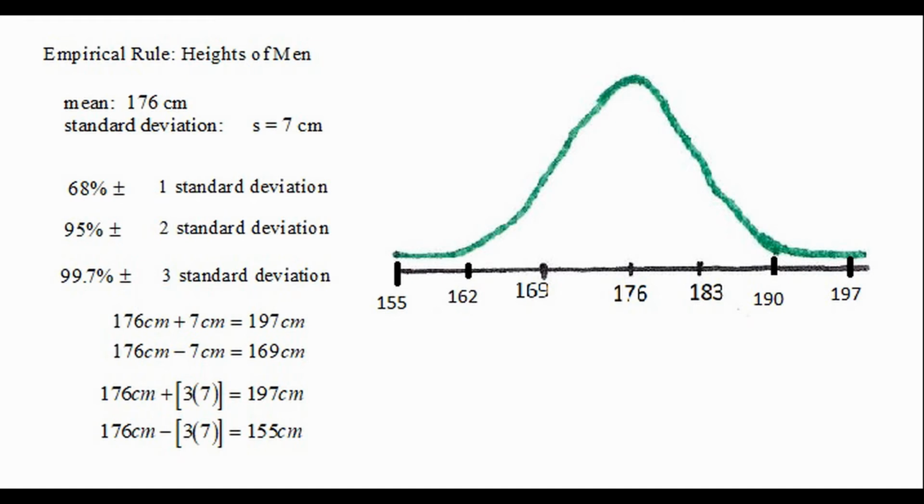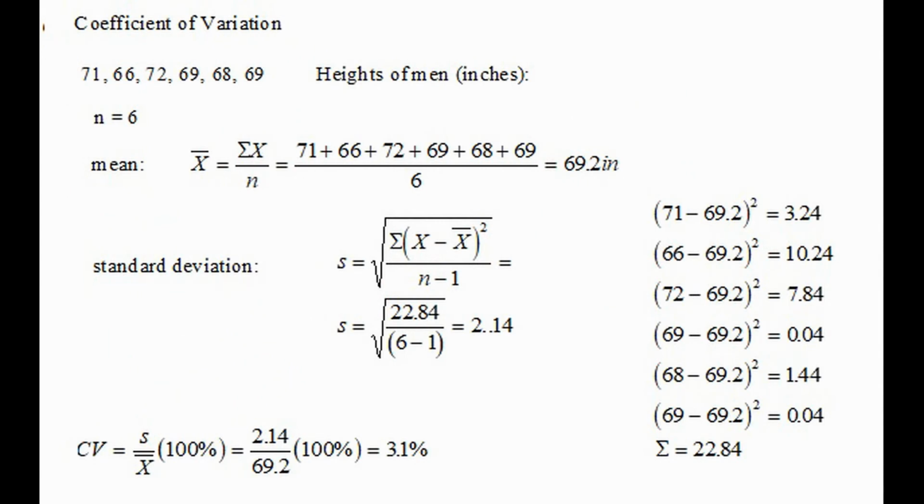If we then add and subtract the standard deviations to the mean and plot on the graph, we can get a visual representation of the heights of men in our sample. Let's take a sample of 6 men of different heights, and then let's find the mean by taking the sum of all the elements and dividing it by n, which in this case is 6.